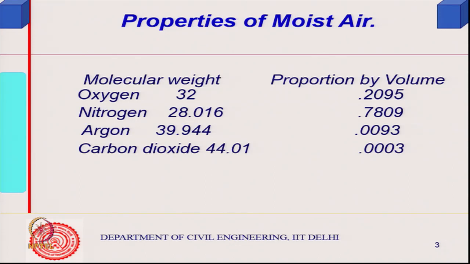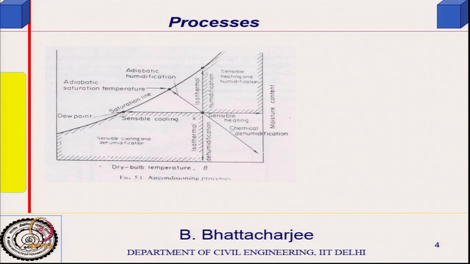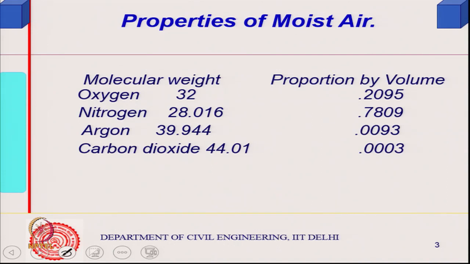Therefore, it will come close to nitrogen. Actually, one can calculate this out: 32 into 0.2095 plus 28 into, etcetera, etcetera. So, the molecular weight of air one can obtain.